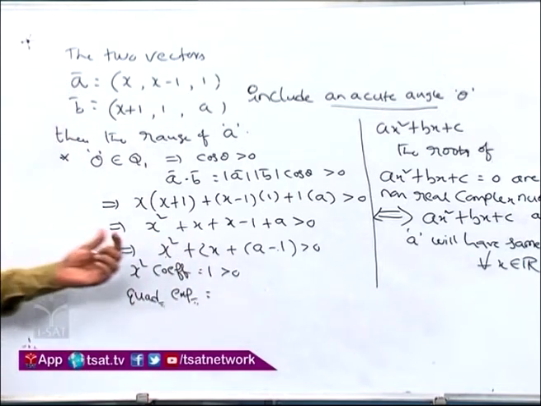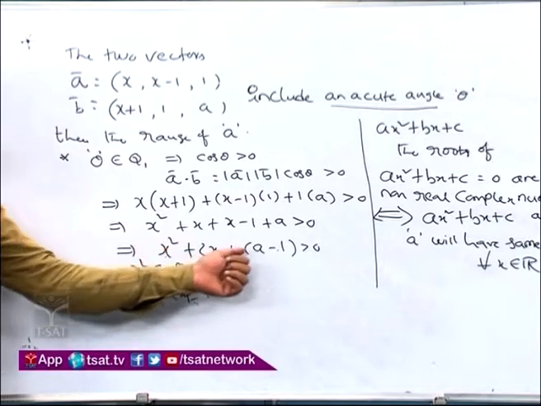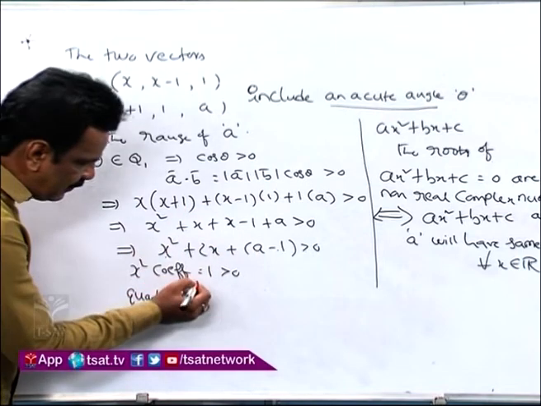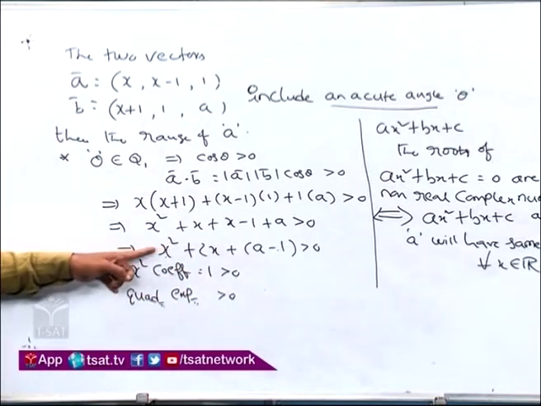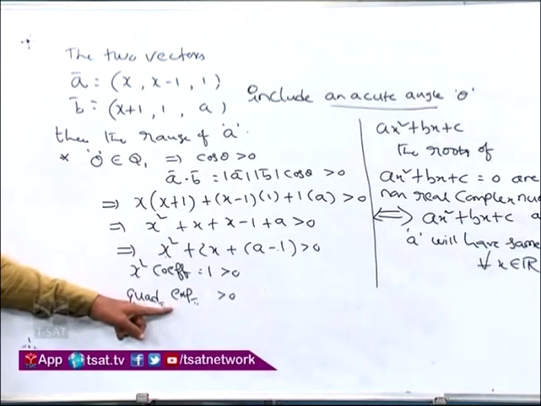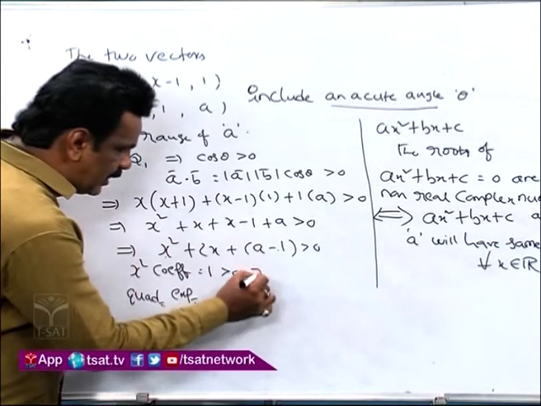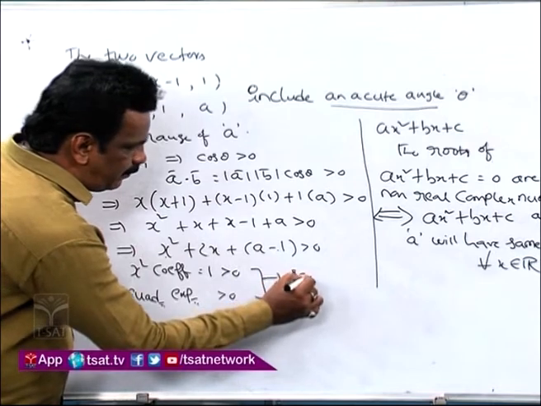Quadratic expression means the left hand side quantity x square plus 2x plus a minus 1. It is already found positive. So we can say that the x square coefficient in the quadratic expression is positive, and the quadratic expression is also positive, and hence we can say they have the same sign.